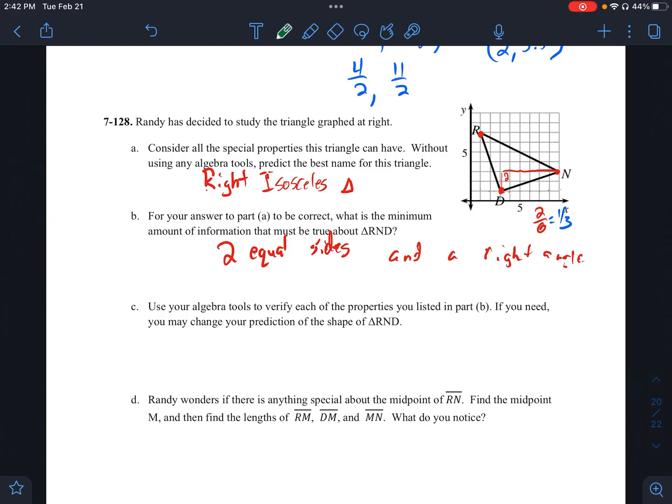As I look at this one, I'm going 1, 2, 1, 2, 3, 1, 2, 3, 4, 5, 6. So this one is going down 6, -6 over 2, or -3. Since these are opposite reciprocals, I know they are perpendicular.